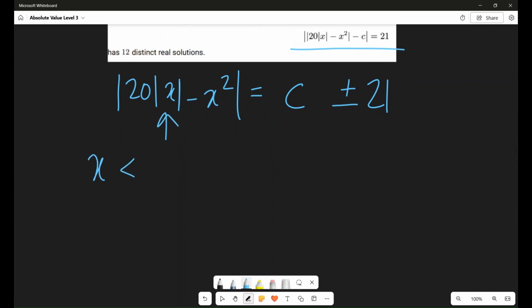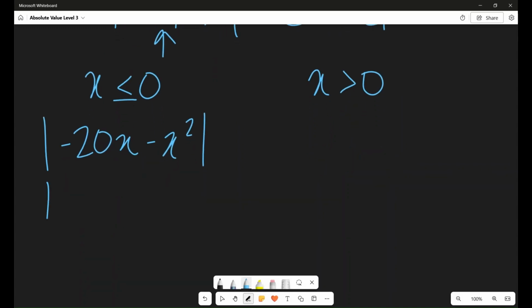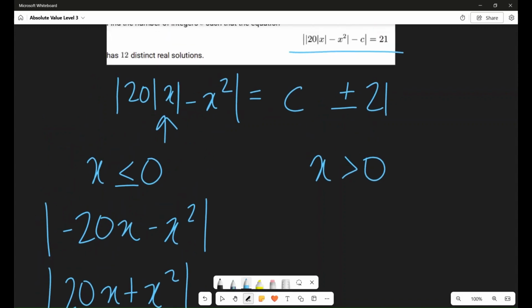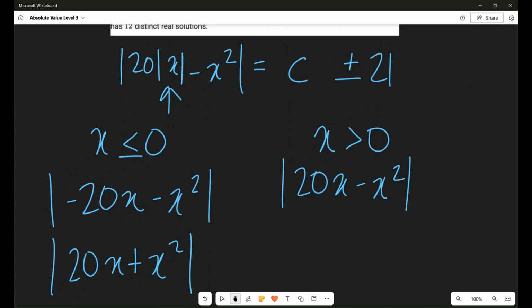Now if x is less than or equal to 0, or if x is more than 0. If x is less than or equal to 0, we get the absolute value of negative 20x minus x squared, and that's actually just the same as the absolute value of 20x plus x squared. So we're getting rid of those negative signs, making things a little bit easier for us. And if x is positive, then we get the absolute value of 20x minus x squared. So it's 20x plus x squared and 20x minus x squared. And remember, this is equal to c plus or minus 21.